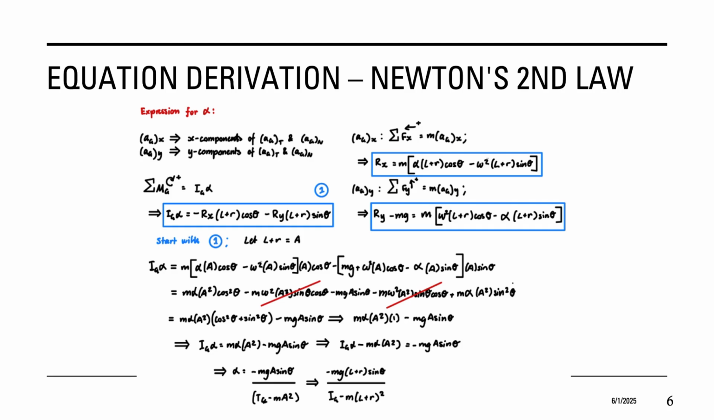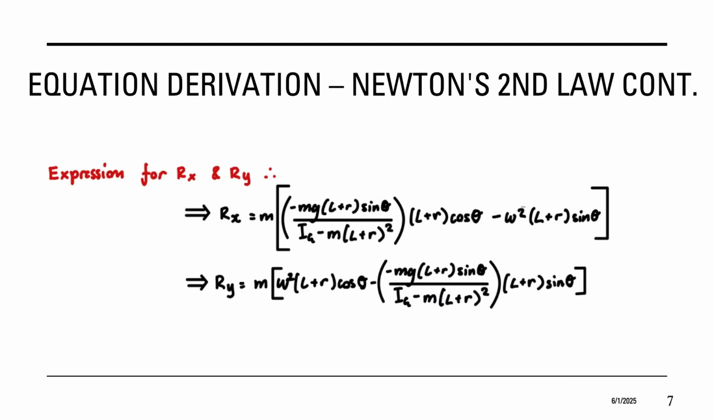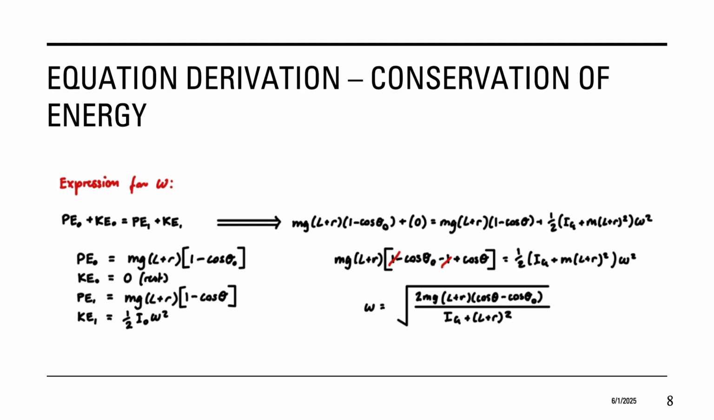By substituting the equations for rx and ry in the moment equation, we can eliminate these two variables and solve for angular acceleration as shown. Using the angular acceleration expression, we substitute back into our original force equations to isolate the horizontal and vertical reaction forces completely. We apply energy conservation to find angular velocity based on the height difference between the release angle and the current angle. This gives us a general expression for angular velocity throughout the swing.